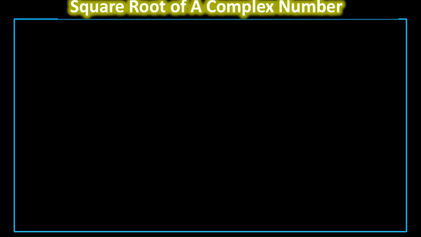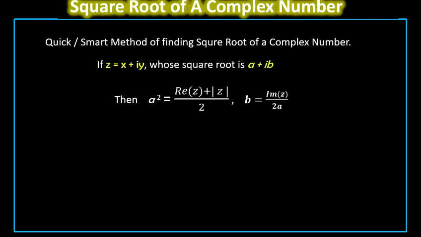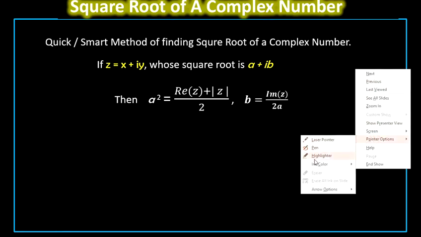Right now I am giving you a very smart or quick method of finding the square root, and that can be used only for checking purposes. In the examination you have to show detailed working, and this can be used in some other MCQ type of testing. You see here, if your complex number is x plus y iota, then a plus b iota is your square root.